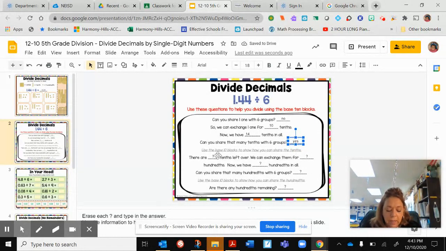Use the base 10 box to show that you can share the tenths. And so we did. And how many tenths were left over? Do you remember? Absolutely. There were 2 tenths that were left over. And can we exchange them for? We're going to exchange them for 20. We ended up getting 20 hundredths out of that. And now, how many hundredths did we end up having? We had 24 hundredths. Oh, no, the question mark didn't get erased. 24 hundredths. I can't see.